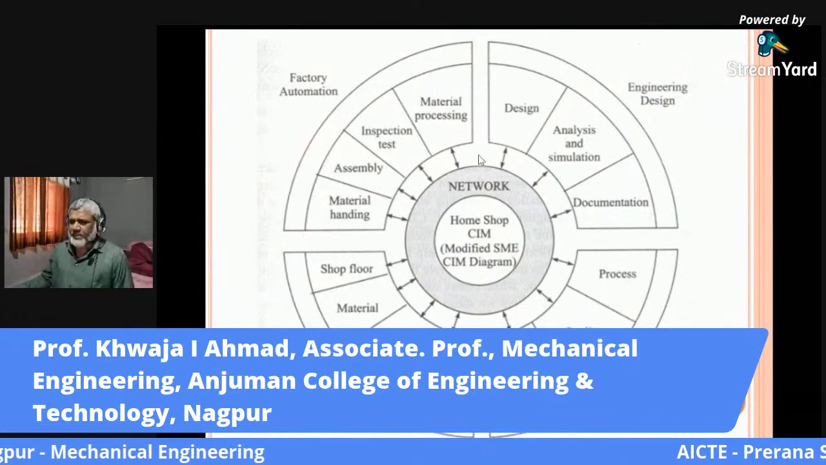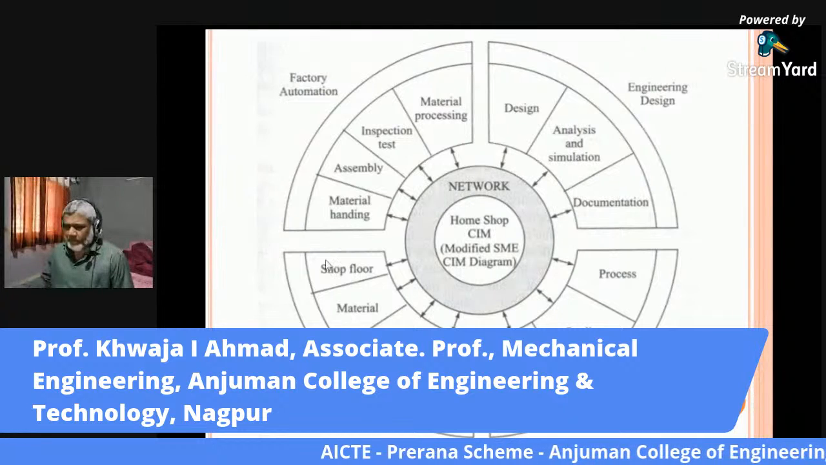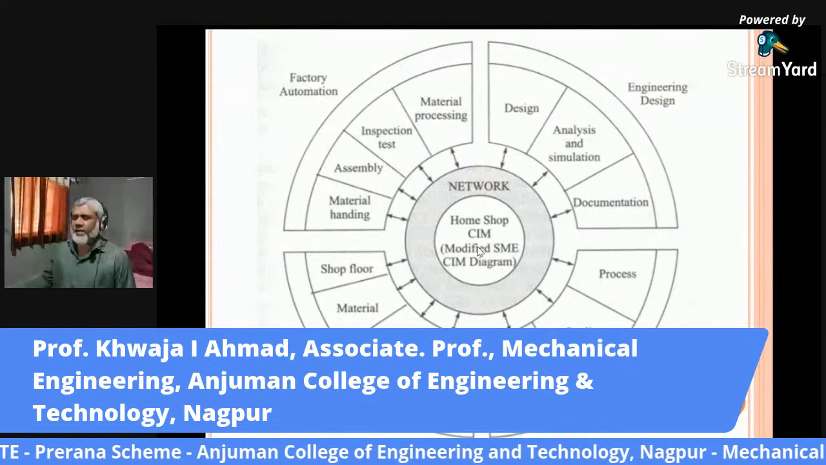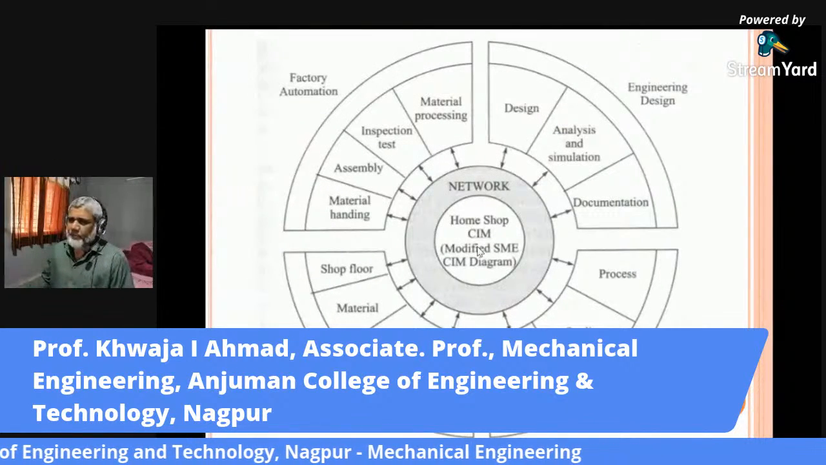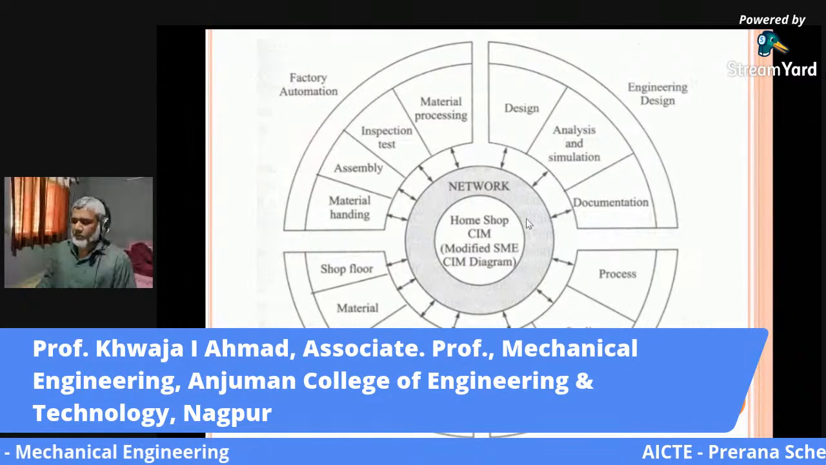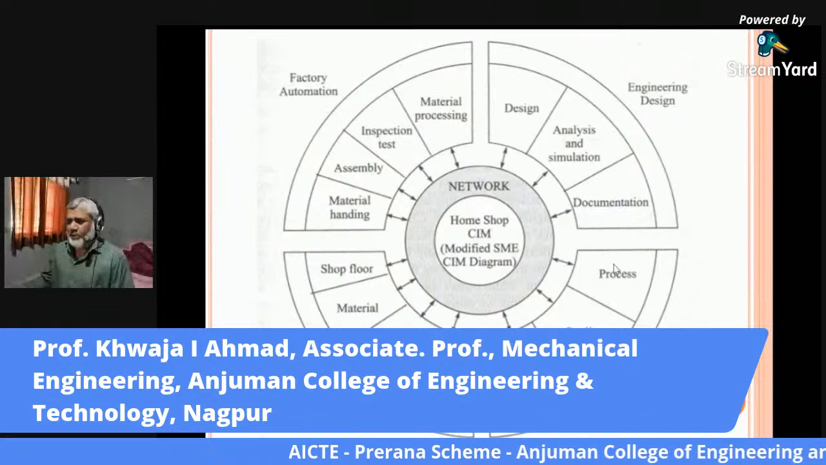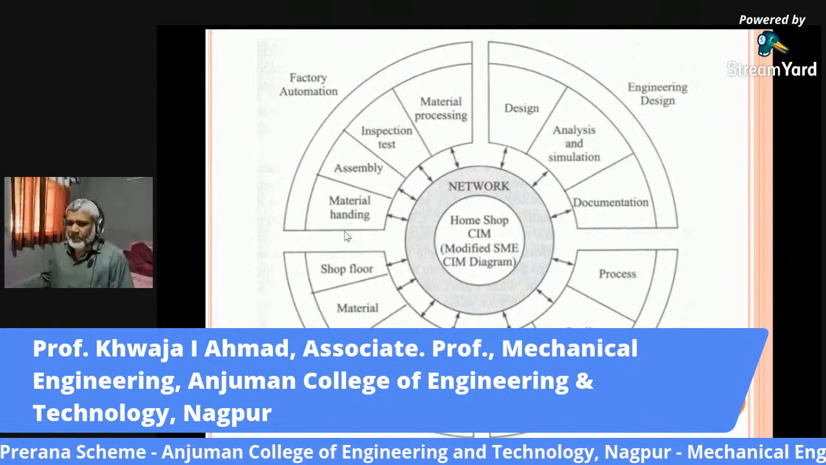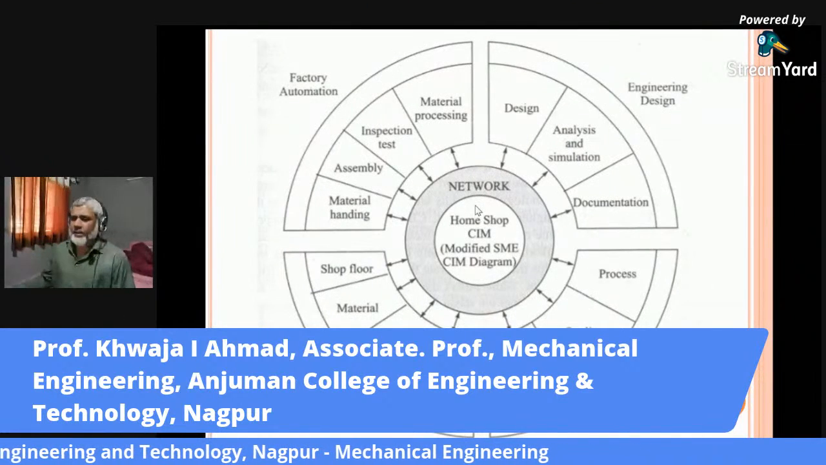Here you can understand where engineering design, manufacturing planning, manufacturing control, and factory automation are there, which is nothing but your complete set under computer integrated manufacturing. This design is done through computer analysis and simulation, documentation, process, quality control, scheduling, material flow, then assembly, inspection, material process, everything is being done through the computer.